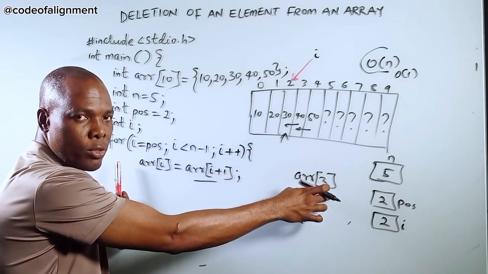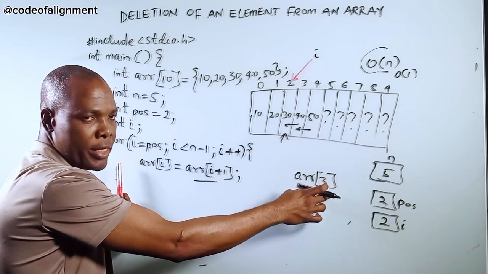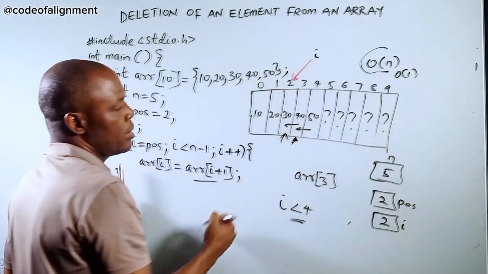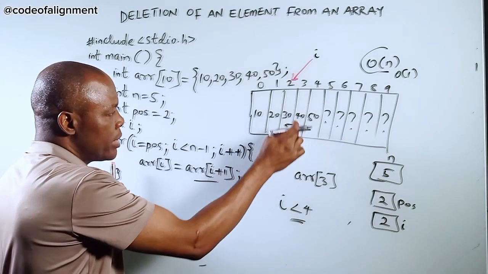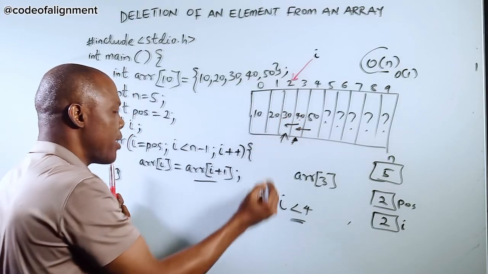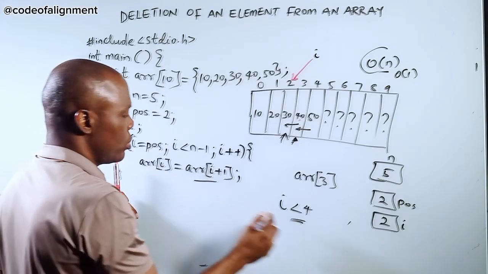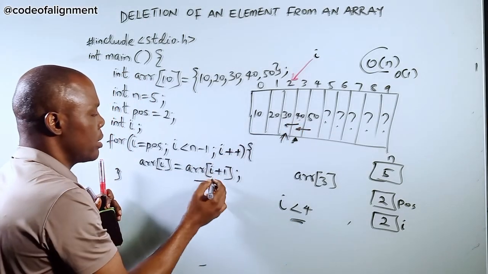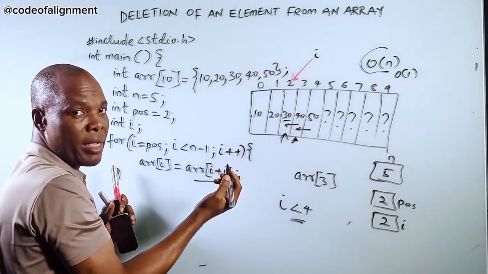Calculate using the formula, calculate the memory address of this array 3. So that will bring us to what? To this place. To 40. Right? Now, when you locate it, which is 40, assign that value to what? Array 2. You know, I is what? 2. So assign the value to array 2. So meaning we are moving this 40 to this place. So that is it. You've already deleted this by that action.